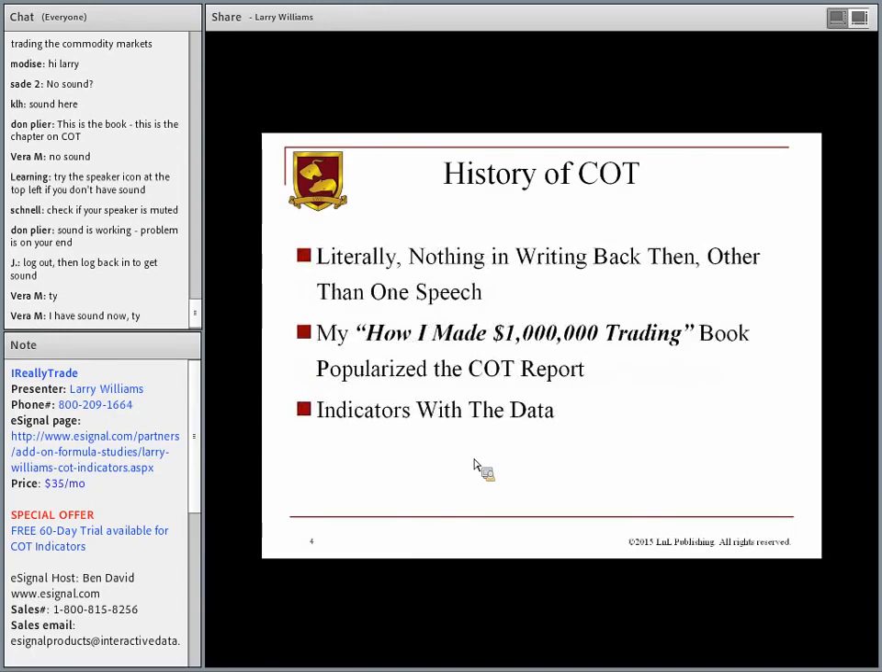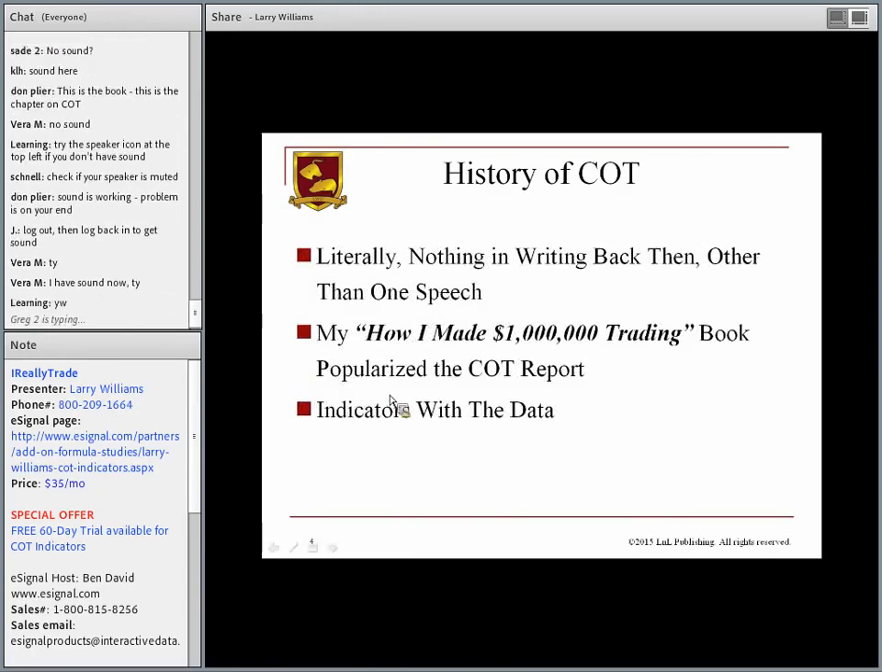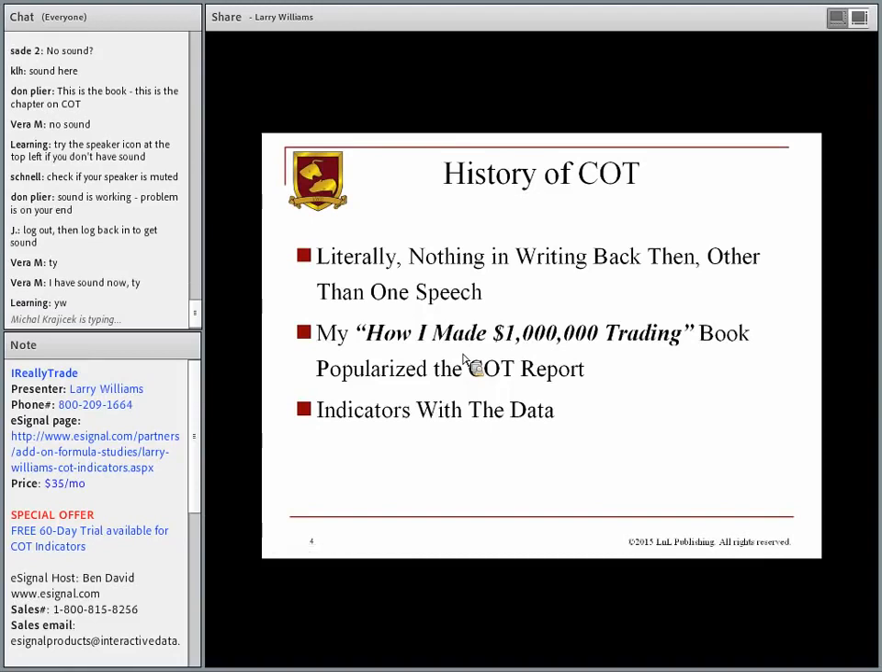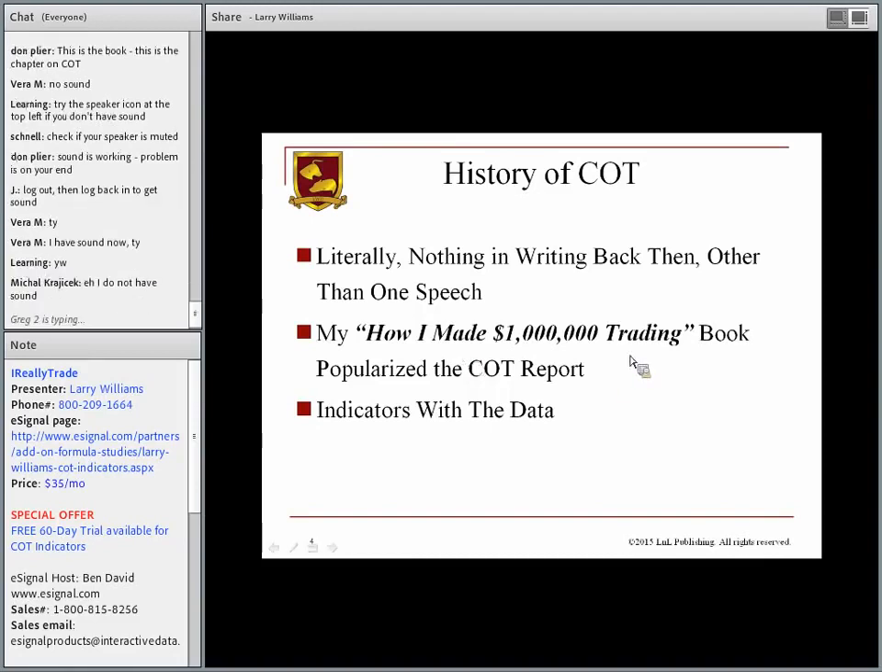Literally nothing was written back then. There was one speech I found out about the Commitment of Traders report. A gentleman from Cargill, the world's largest commodity company, had written about it or spoke about it and that was kind of a turn on. Oh, I found this. I got to know more about it. I first wrote about this in my book, How I Made $1 Million Trading Commodities, way back in the 1970s. As I said, I cut my teeth making money in the market with this Commitment of Traders indicator.